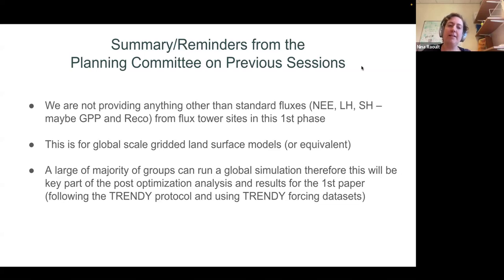And as you know, we sent out this survey last week, and the majority of the groups can run a global simulation. And so we are going to require this as part of the post-processing analysis, and we will be following a TRENDY protocol with TRENDY forcing data to do so.